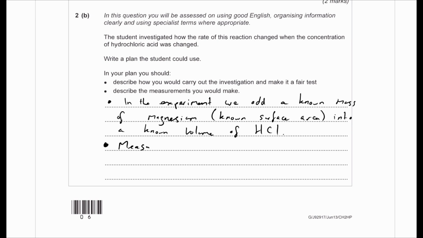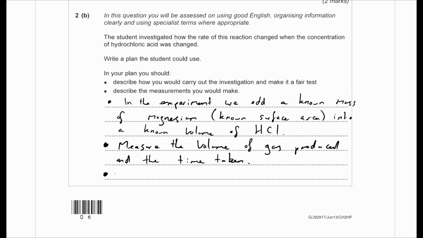Alright, and so what are we actually going to measure? So we're going to measure the volume of gas produced and the time taken. So what we're actually going to be plotting is the volume of gas versus time. Because if we produce more gas in a shorter space of time, it means the reaction has happened quicker. Alright, so that's actually what we're going to be measuring to give us an indication of the rate of reaction.